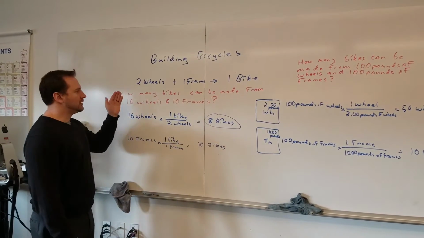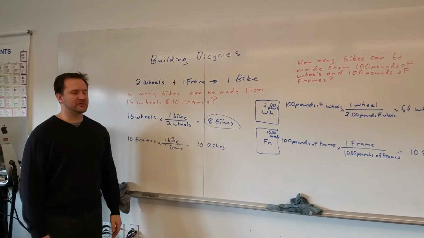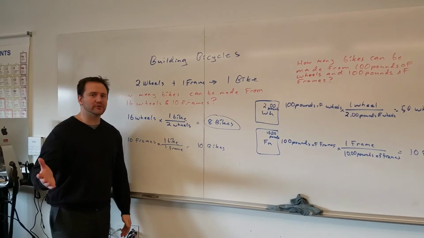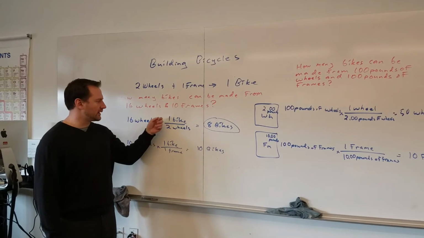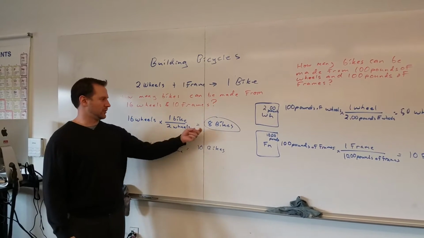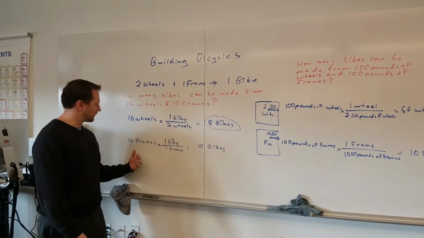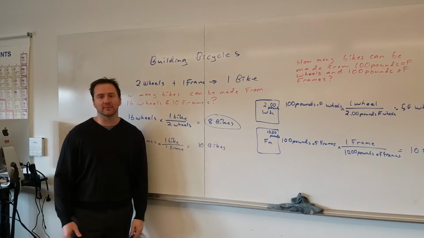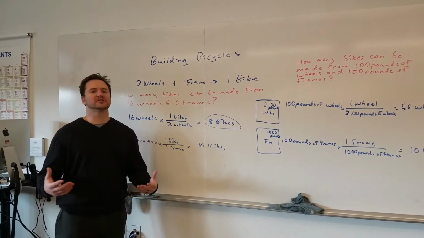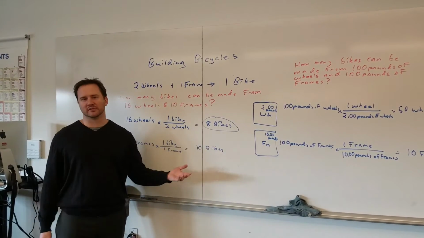So how many bikes could be made from 16 wheels and 10 frames? Well, all you'd have to do is say, I know I have 16 wheels, and I know that for every 1 bike I need 2 wheels. Therefore, I can make 8 bikes from that. With the frames, 1 bike requires 1 frame, so therefore you could make 10 bikes with the amount of frames you have. Obviously, you know that you're going to run out of wheels at this point.